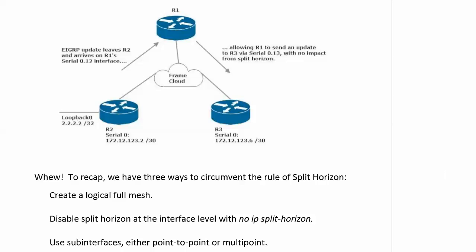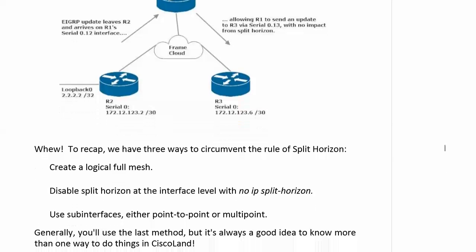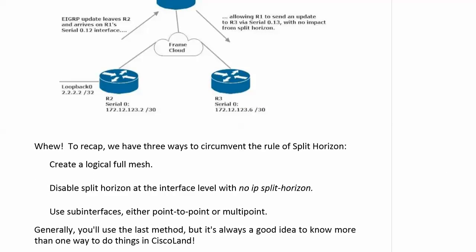We talked about and then saw disabling split horizon at the interface level with no IP split-horizon. We know that while that may give you the result you want, it may also give you some results you don't want. And you can use sub interfaces, which is what we did in this last lab, and it worked out real well for us. And you can use either point-to-point or multipoint sub interfaces. Generally, you're going to use the last method, but it's always a good idea to know more than one way to do things in Cisco land.